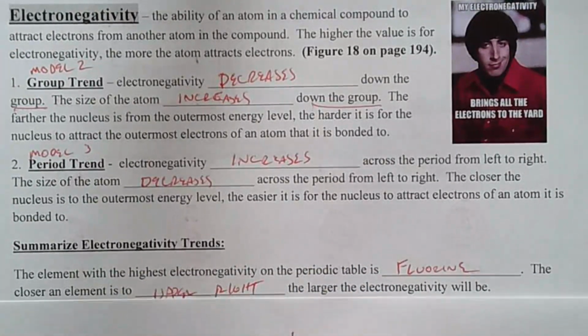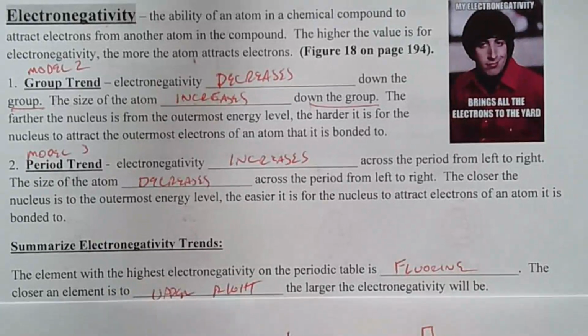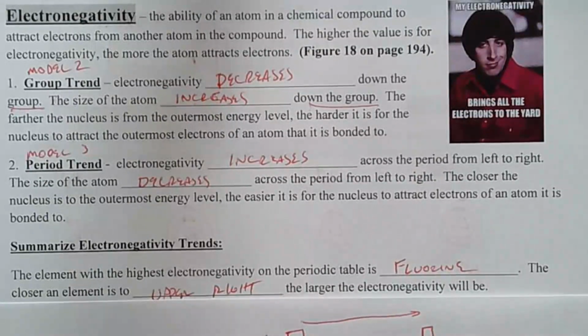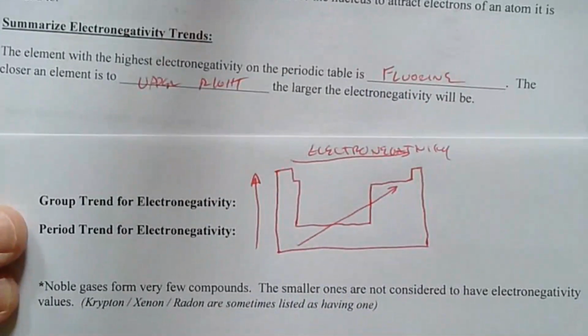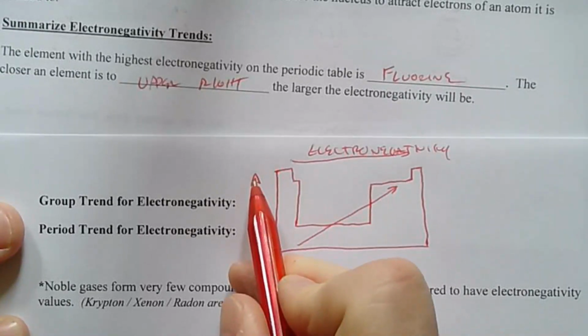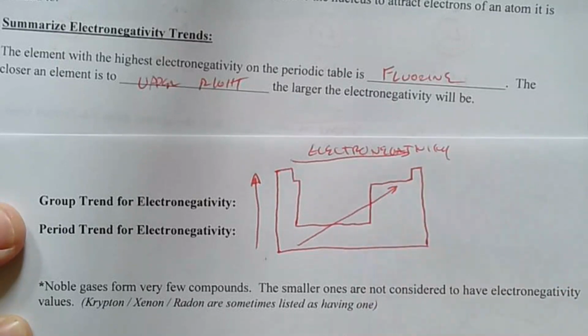So if we're just looking at our periodic table, for electronegativity, it generally follows this type of thing. It increases as you go up a group, and it increases as you go across the period.